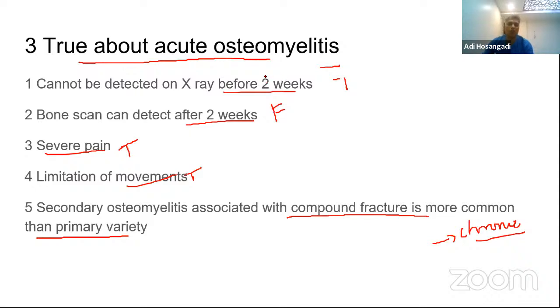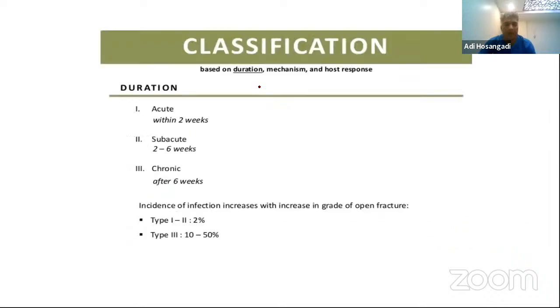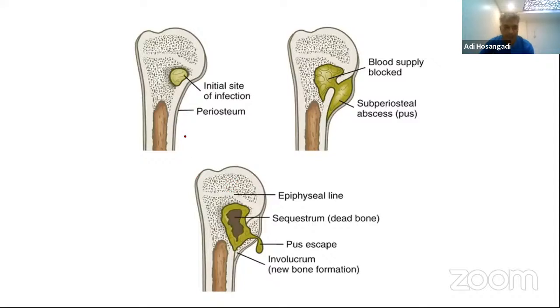What are the things which are true about osteomyelitis? Okay, some slides about the text based on class duration. I told you it is acute osteomyelitis, subacute. Some books have given 6 weeks plus, but please don't go on that. 2 to 3 weeks. More than 3 weeks is chronic osteomyelitis. This is your standard undergraduate textbook I'm talking about. Don't get confused by 6 weeks. 2 weeks, 2 to 3 weeks, and more than 3 weeks. Okay? So this is what I was explaining.